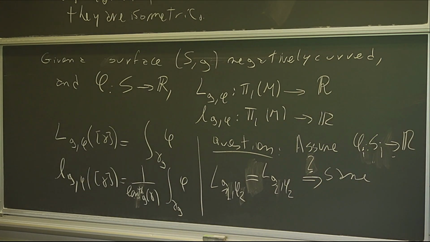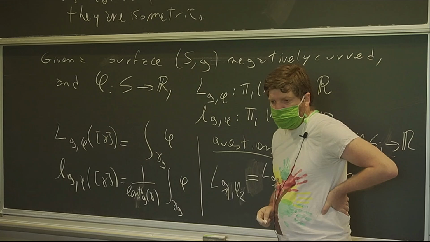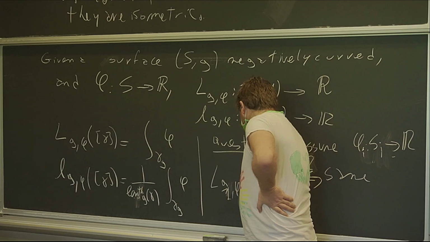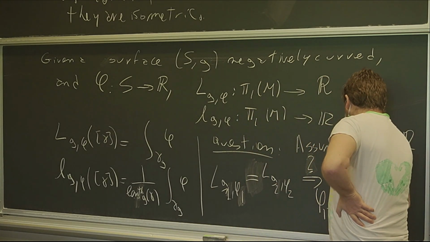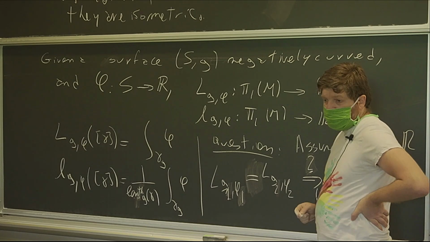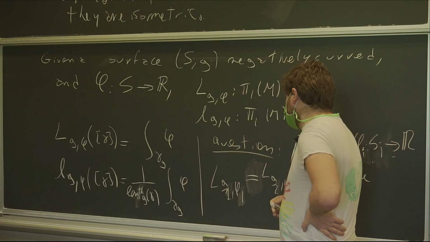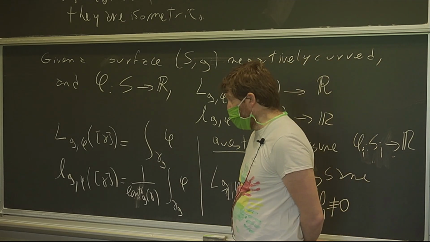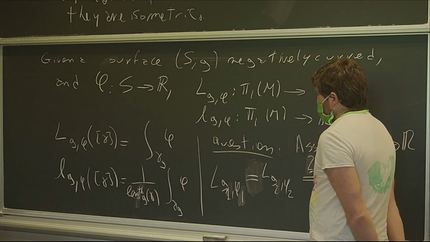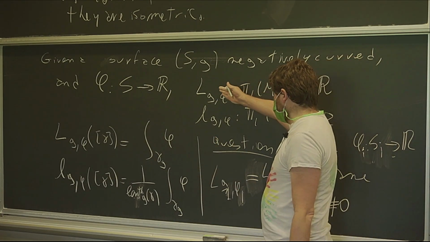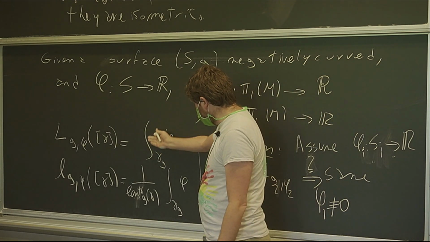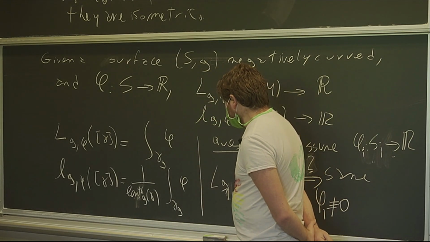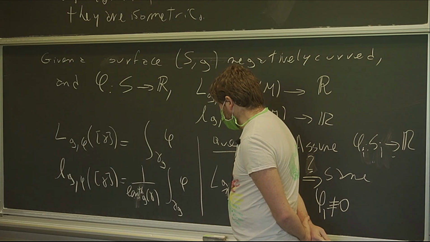Now, of course, you want to make some extra assumption if you don't want to have a trivial statement. So you want to assume, say, phi1 not identically 0. Because if phi1 is identically 0, then most likely phi2 also will be identically 0. Maybe both are identically 0, and you are not getting any information. So you have two surfaces, negatively curved, for which the average of phi along any curve gives you the same number. So this gives you 0, not just the same number.